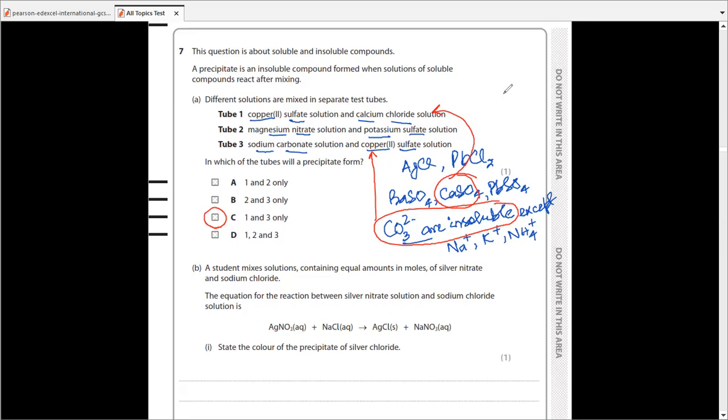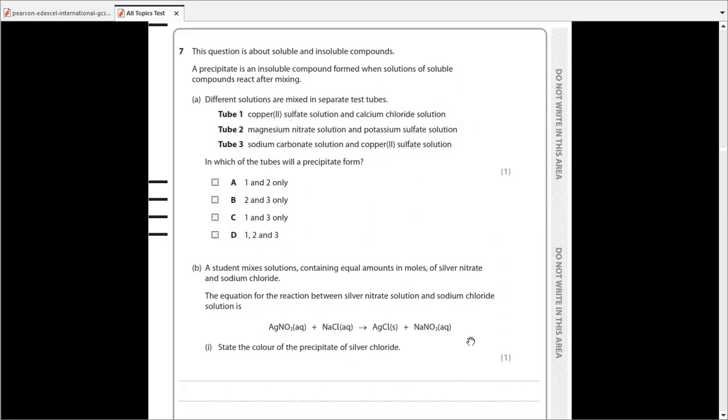To remember the colors, I think silver chloride is the one. Would it be white? Right, white. There were three silver salts that we were supposed to memorize. Silver chloride was white, silver bromide was green, and finally silver iodide was yellow. So yeah, you're right. Silver chloride is white.